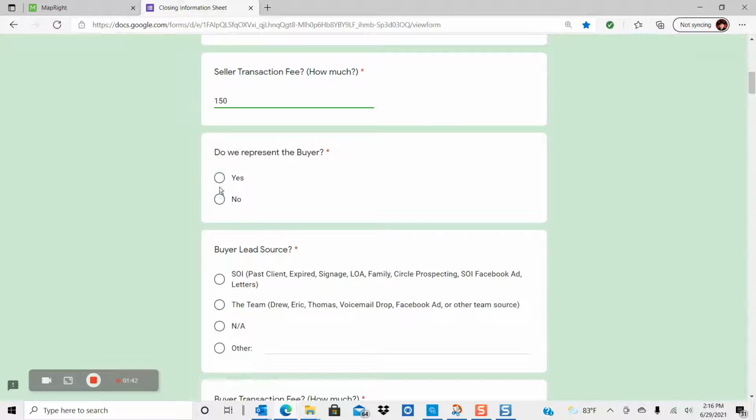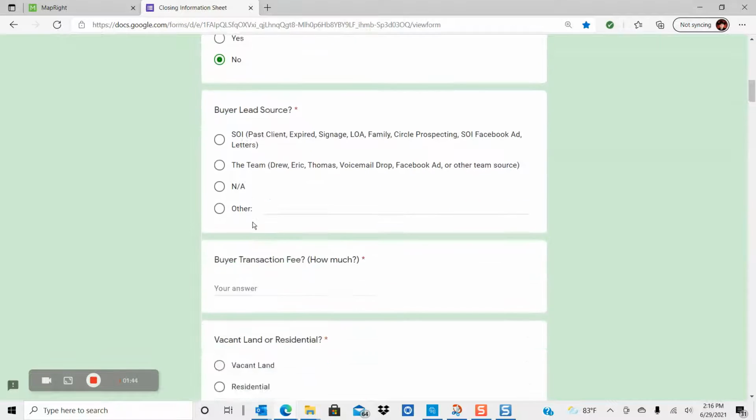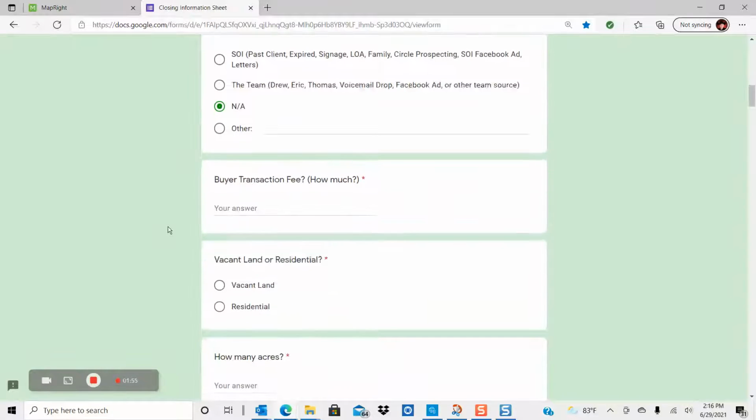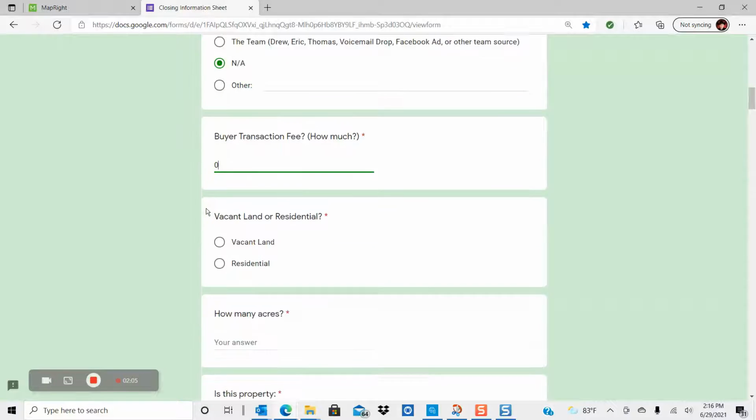Do you represent the buyer? Yes or no? If you don't represent the buyer and the answer to that is no, this next one is automatically NA. If this was yes, then you would select which of these the buyer lead came from. And also on your buyer broker agreement, did you indicate to the buyer that you were going to charge them a transaction fee? And if so, how much is that? And that would go right there.